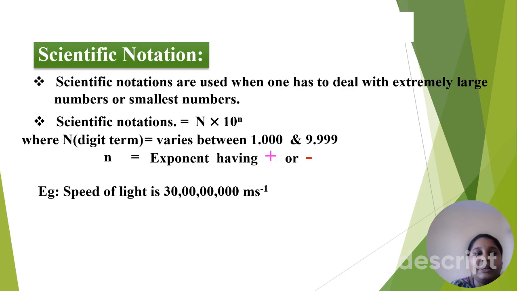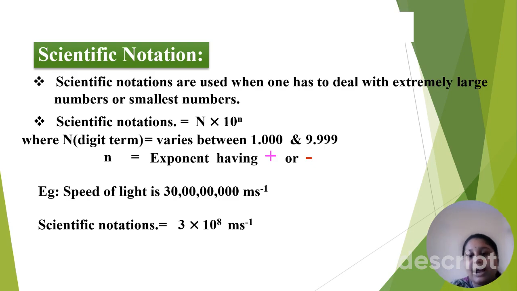So the speed of light is 3 crore meters per second. In scientific notation, this extremely large number has to be converted into a smaller, convenient way to represent it, which is easily understandable. So it is 3 into 10 power 8 meter per second.